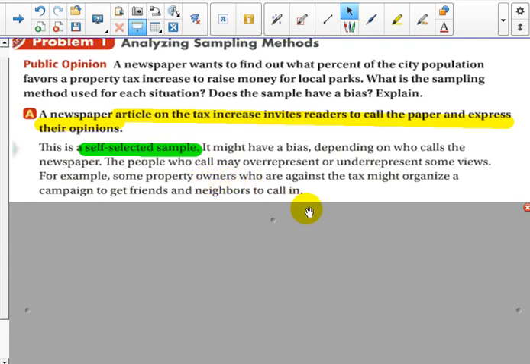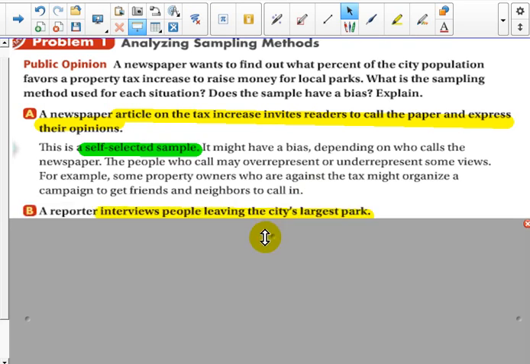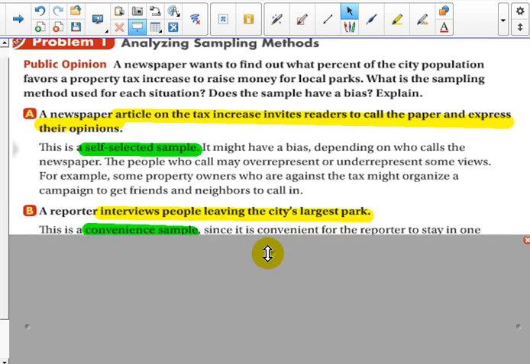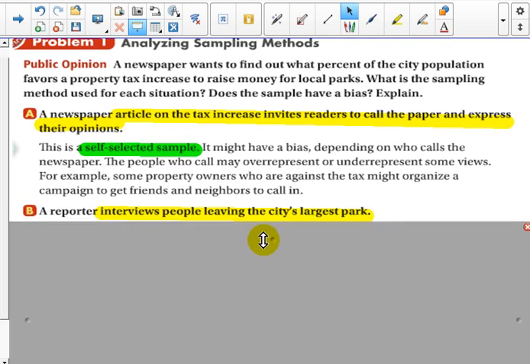So, for example, some property owners who are against the tax might organize a campaign to get friends and neighbors to call in. That could cause bias too. It's like going out there on Facebook and sharing a nasty article, then calling in and voting no. They could do that. That could create bias.